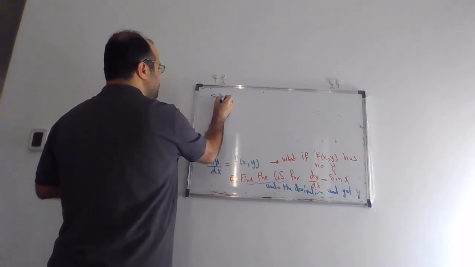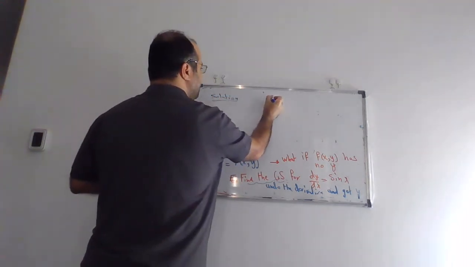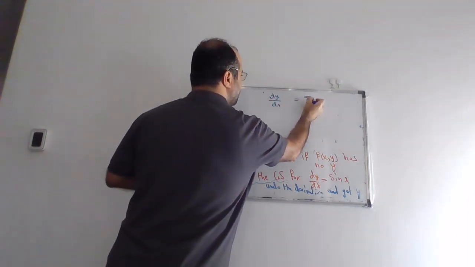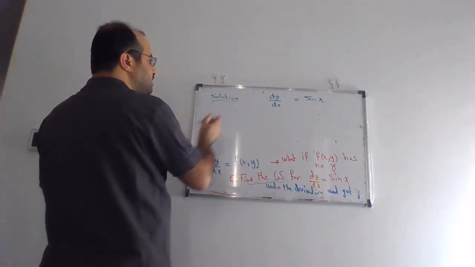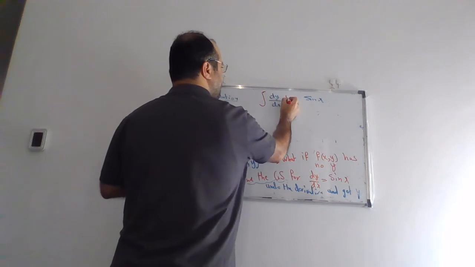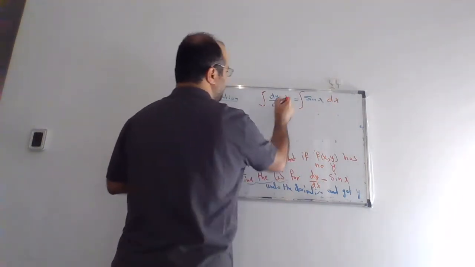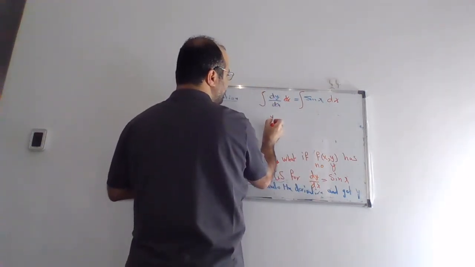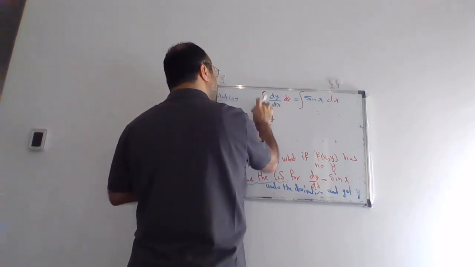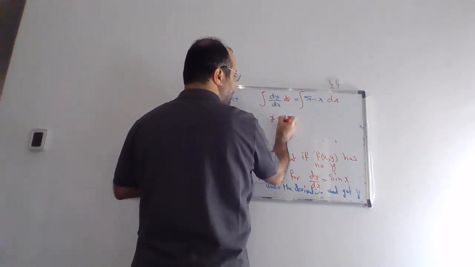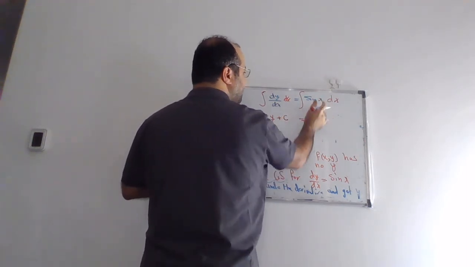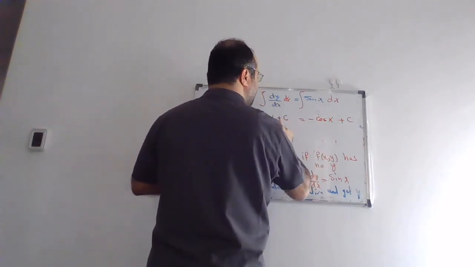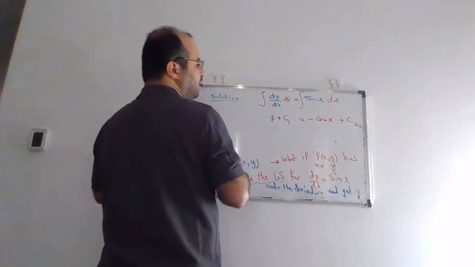This is the solution here. Very easy. You have dy over dx equals sine x. Now all you have to do is integrate both sides, and here is dx and here is dx, and they cancel. When you integrate dy, you get y, and always when you do an indefinite integral, you add a constant. When you integrate sine x, you get minus cosine x and another constant. I need to differentiate between them, so I'm saying C1 and C2.